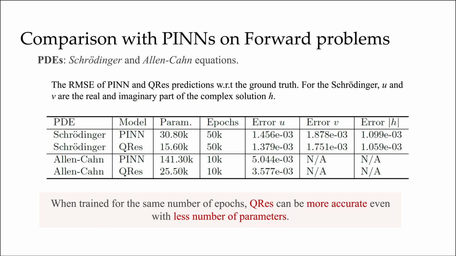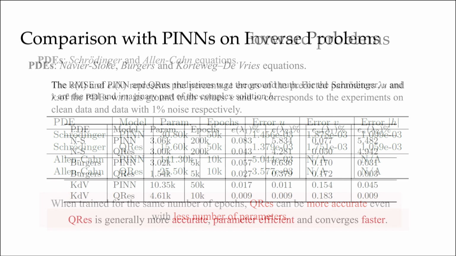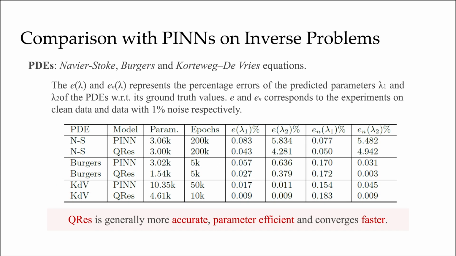The table shows the results of the forward problems involving the Schrödinger and Allen-Cahn equations. When trained with the same number of epochs, the QRES can be more accurate even with fewer parameters. On the other hand, we conducted more comprehensive experiments on the inverse problems involving more PDEs, covering the cases where the QRES have either the same or fewer parameters or training epochs. We showed that the QRES is generally more accurate, parameter efficient, and converges faster.